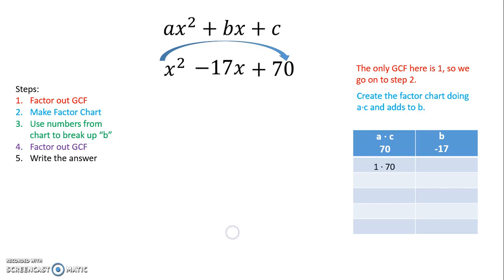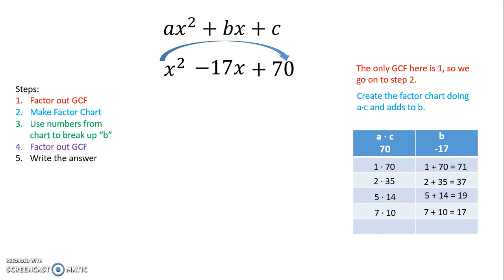Factors of 70 are 1 times 70, and that adds to give me 71. 2 times 35 will add to give me 37. 5 times 14 adds to give me 19. And then 7 times 10 will add to give me 17. Notice that is a positive 17, but I need a negative 17. So this is when we get to start thinking about our positives and negatives.